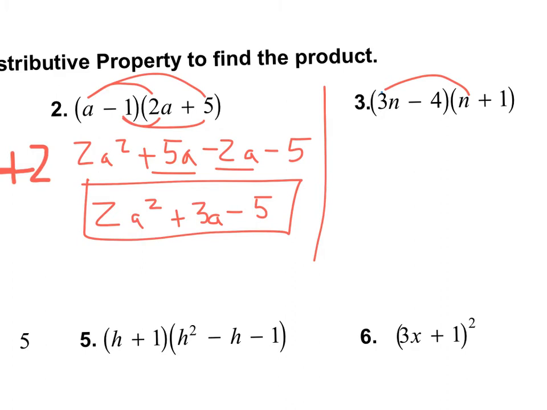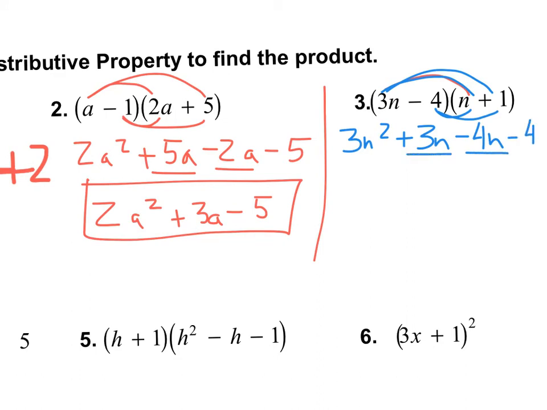Okay, so I have 3n times n is 3n squared. 3n times 1 is plus 3n. Negative 4 times n is minus 4n. And negative 4 times 1 is minus 4. I combine my n's in the middle. So 3n squared hangs out front. 3n minus 4n is negative 1n, and then minus 4 for my final answer.